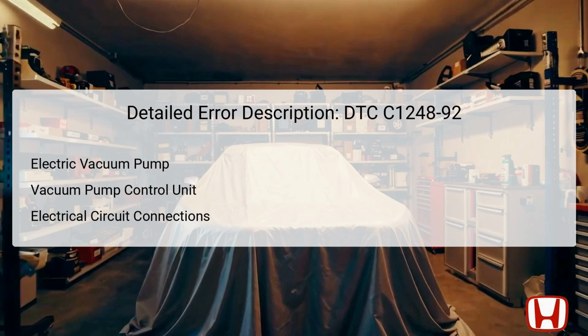C1248-92. This control unit acts as the brain, interpreting inputs from the pump, which is why it is critical to ensure the integrity of all electrical connections leading to the vacuum pump. Any discrepancies in this circuit can lead to significant operational issues in the vehicle.